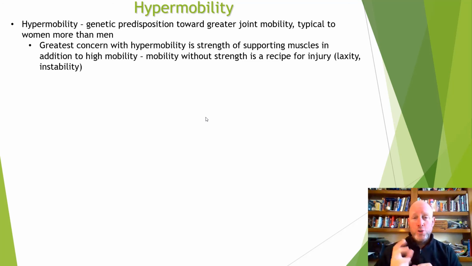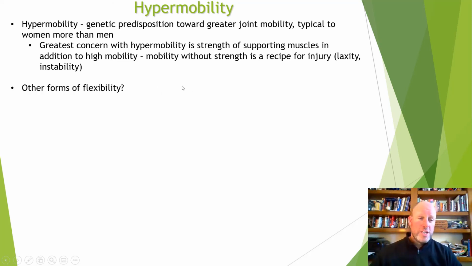That said, if the strength is there, which by the way for Cirque du Soleil people it typically is, if they have this hypermobility and the strength capacity to produce high levels of force to support that joint from a stability perspective, range of motion and control, then there's less concern about that mobility causing injury. The problem is when the mobility is there, the strength is not. That's a recipe for injury, causing issues with laxity of connective tissue and instability at the joint.